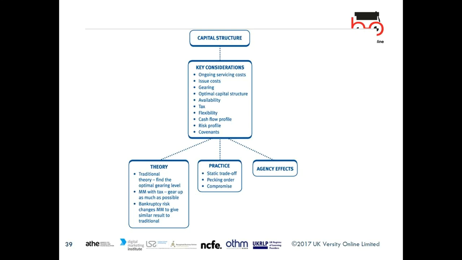So for optimal capital structure, we need to look at what is available, the tax rules, flexibility, the cash flow profile, the risk profile, income, and the theory. Traditional theories find an optimal gearing level. Modigliani and Miller, looking at tax, say gear up as much as possible. With bankruptcy risk added, they give a similar result to the traditional view. In practice there are static trade-off, pecking order and compromise theories. We also need to look at the agency effect.